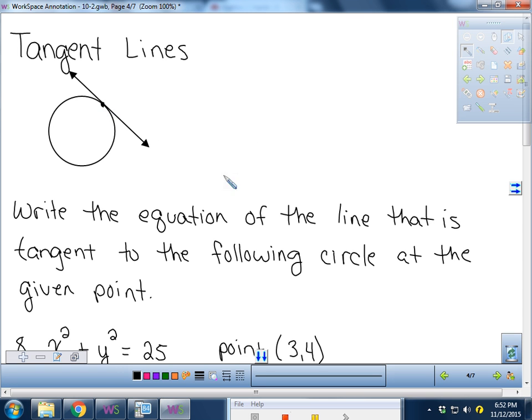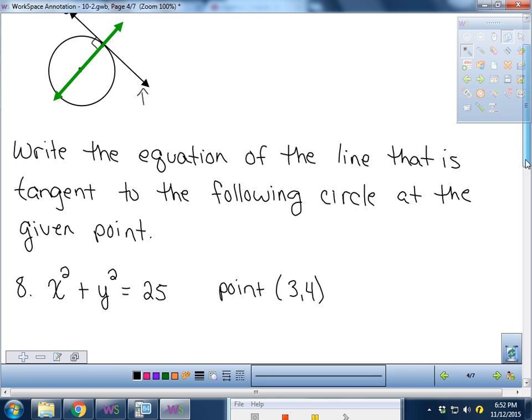The other thing to know about that is the center of your circle. If I drew this line, it is perpendicular to your tangent line. That means it forms a 90-degree angle. So they want you to write the equation of the line that is tangent, that would be this line, to the following circle at the given point.